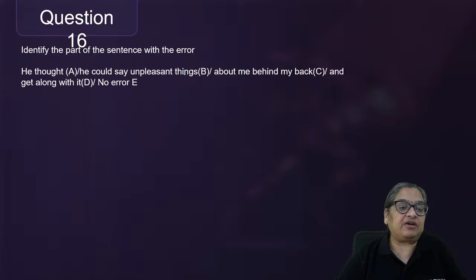Which part of the sentence has an error? If no error is there, please mark E. Give me the question number. Okay. Shreyans, question number along with your answer. All right.